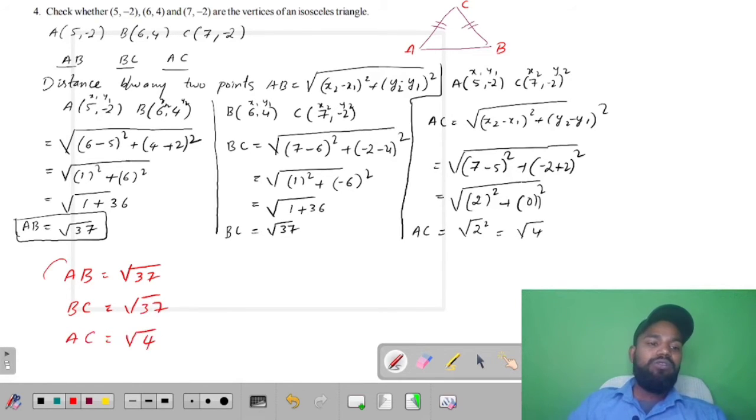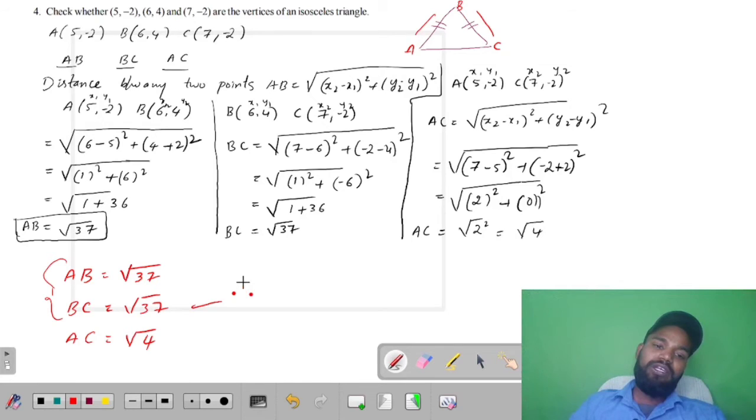So here two sides are equal, yes or no? AB equals to BC. So AB and BC are equal here. Yes. See here, AB, BC. So here this side is equal to this side. AB equal to BC. Both are same value we are getting. So we will say this is an isosceles triangle.